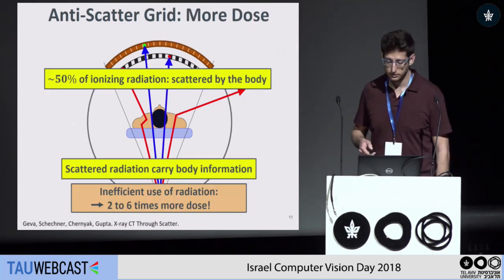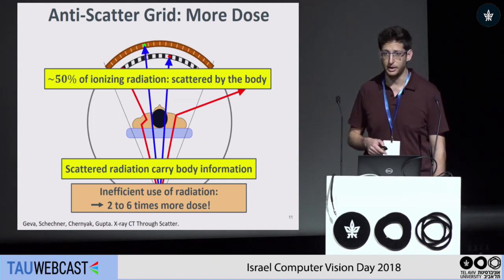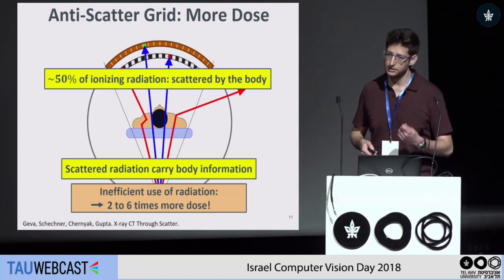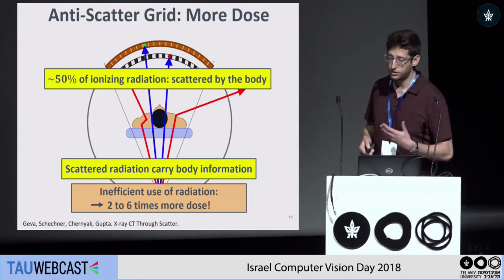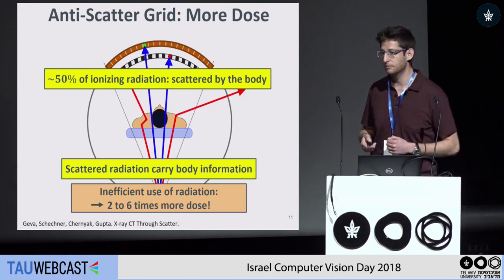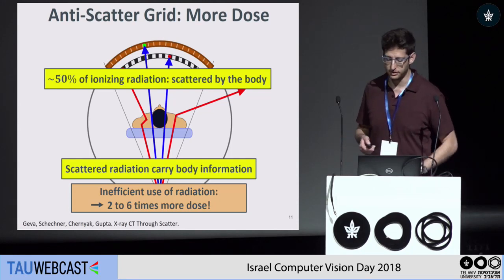In current CT, around 50% of all incident radiation is scattered by the body. Think about it for a second. This is ionizing, cancerous radiation that traveled through our body, may cause damage, and scattered away from our body, but it carries information. Today, it is simply rejected.